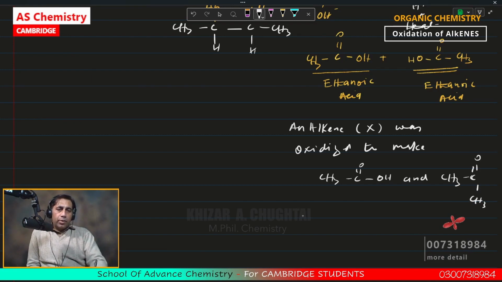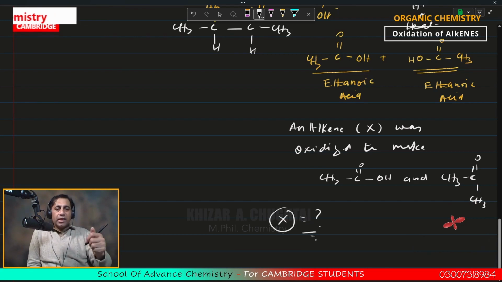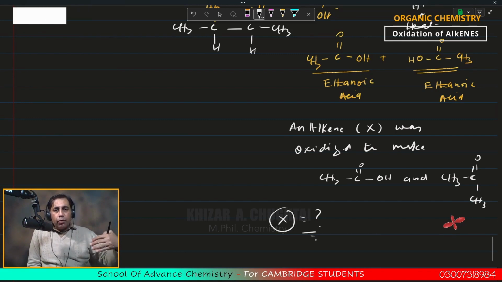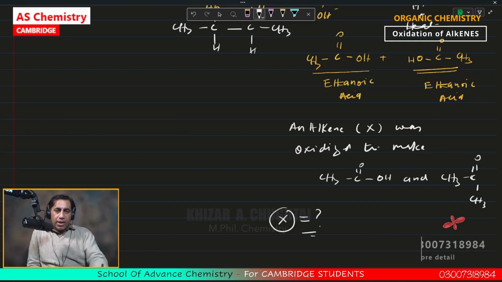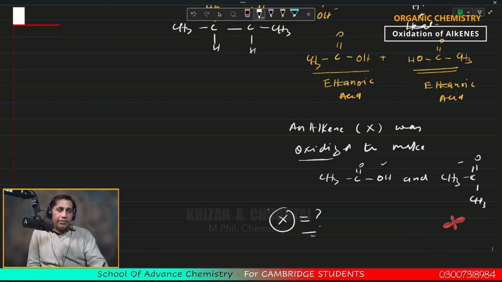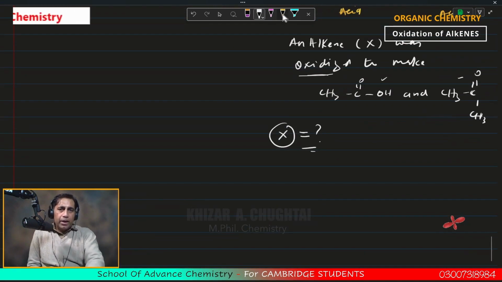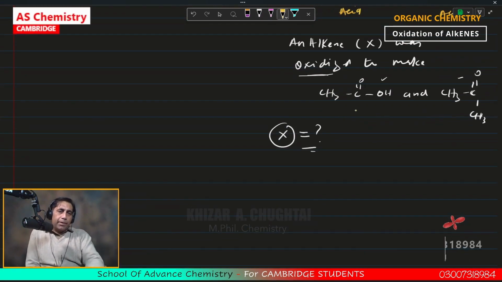So can you find the formula of X alkene? What was that X alkene? This time we will have to move in a reverse way. An alkene was oxidized by the help of hot KMnO4, and these 2 compounds were formed. So he is asking, can you find the formula of that alkene? Let's see over here. It's quite simple.